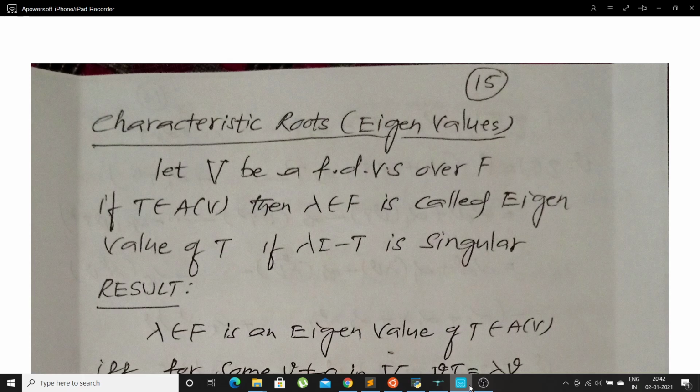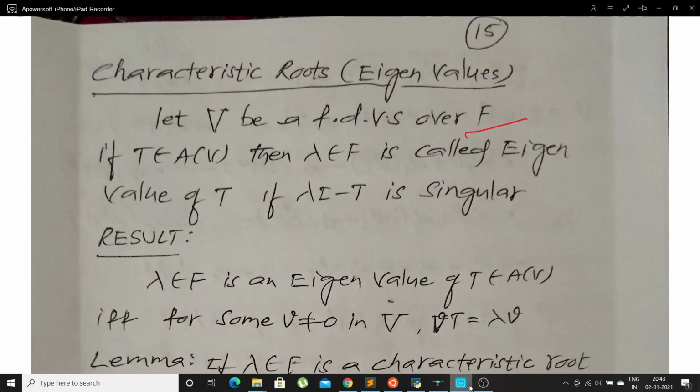Let V be a finite dimensional vector space. Whenever we use the word finite dimensional vector space, that means it has a basis. Let V be a finite dimensional vector space over a field F. If T is an element of the algebra of linear transformations on V, and lambda belongs to F, lambda is a scalar. If lambda belongs to F, it is called an eigenvalue of T.